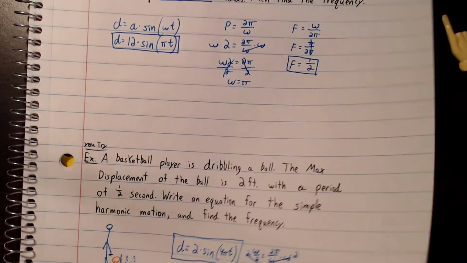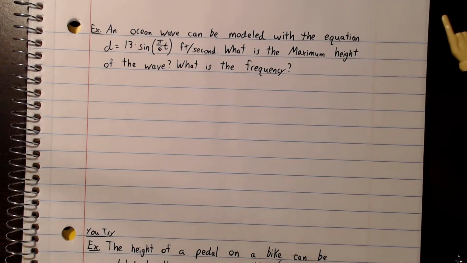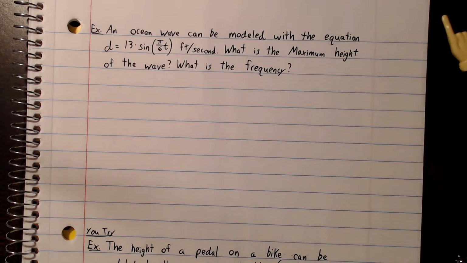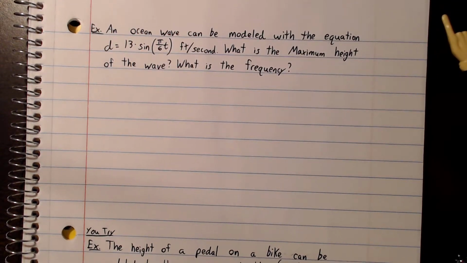Okay. We're having one more type of problem that has to do with harmonic motion. And this is how these ones work. Now they're giving us an equation to work with, and they're going to ask us some questions about it. So we just have to extrapolate the information from the equation, basically.